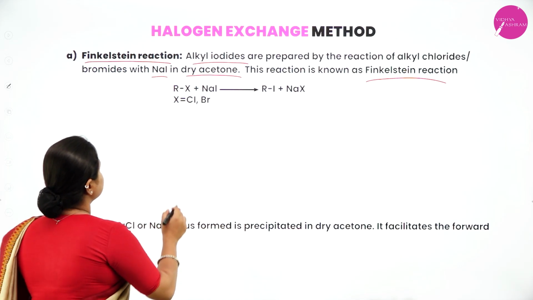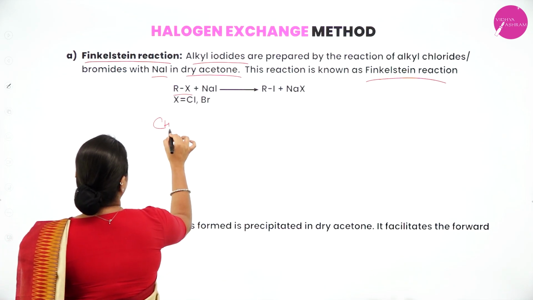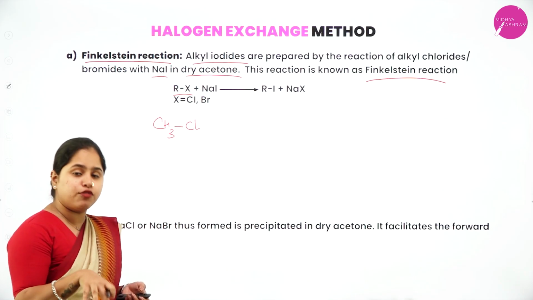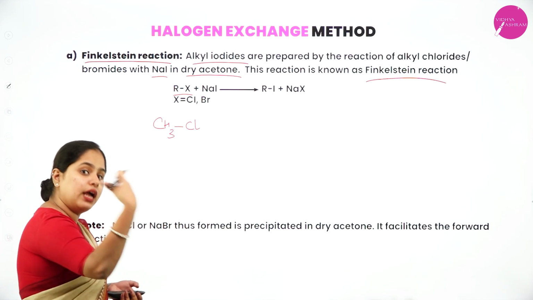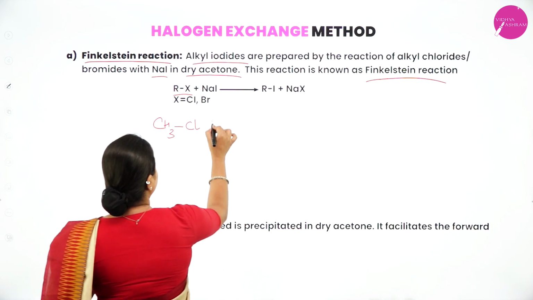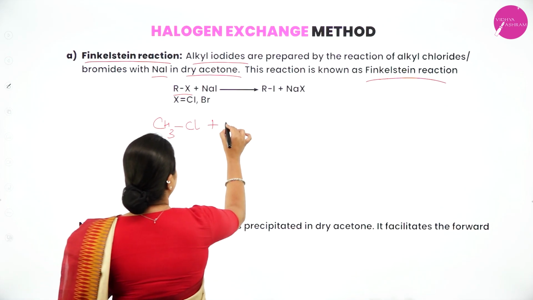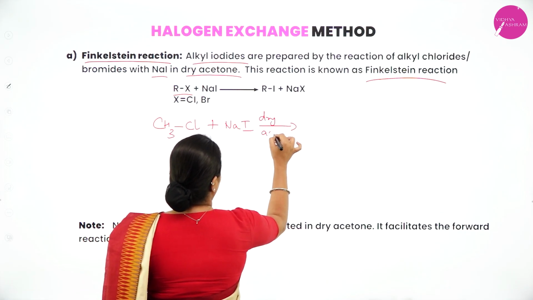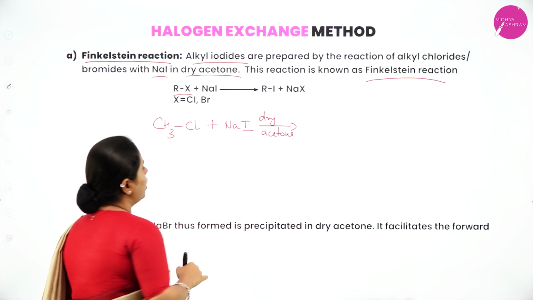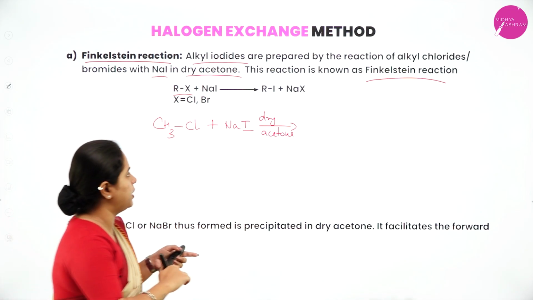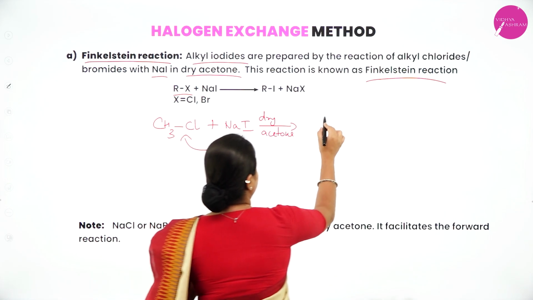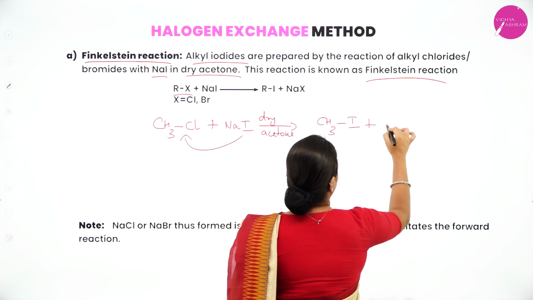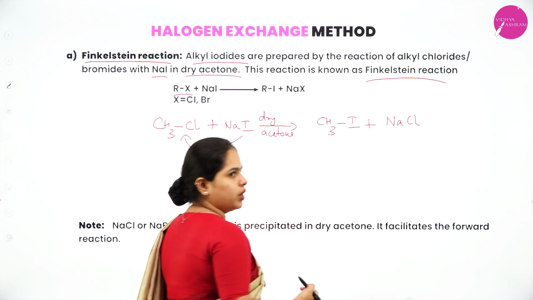Let's take an example, RX, that is CH3Cl. In this case, it's not alcohol; from a haloalkane, we are going to prepare another haloalkane. I'm going to take chloromethane in the presence of sodium iodide and dry acetone. In the presence of dry acetone, what happens? An exchange of halogen will take place. That means the iodine will be attached here, so you will get methyl iodide, and what is left behind? Sodium and chlorine, and it will form sodium chloride. So I hope it is clear.